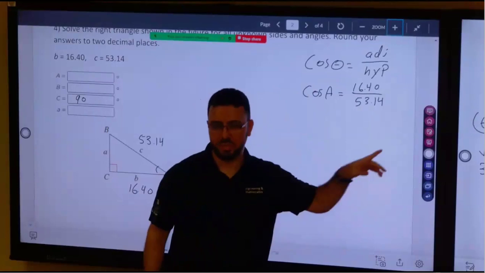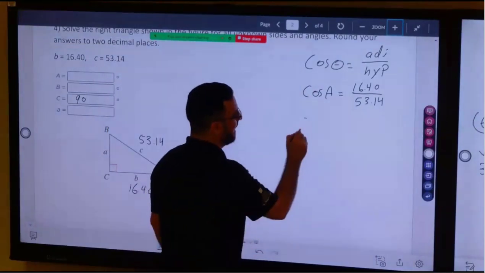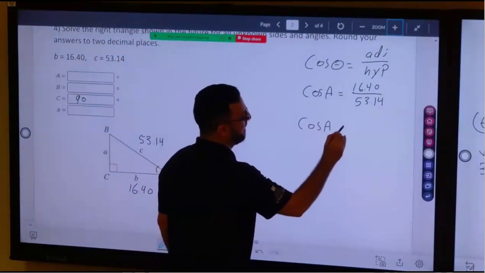Just divide these two numbers and tell me how much it is. 0.3, wait.